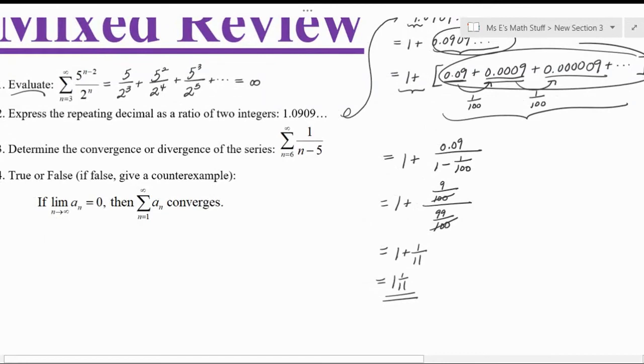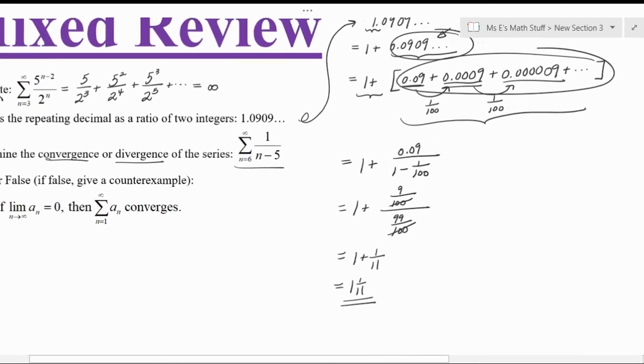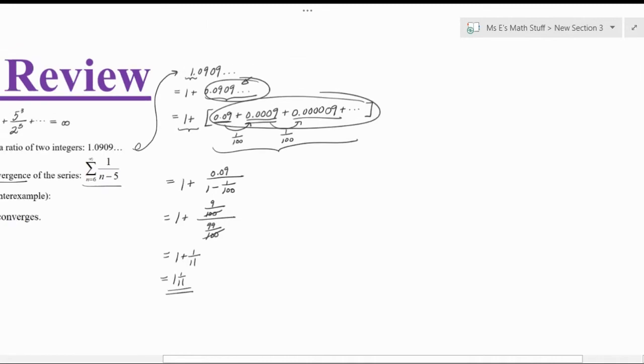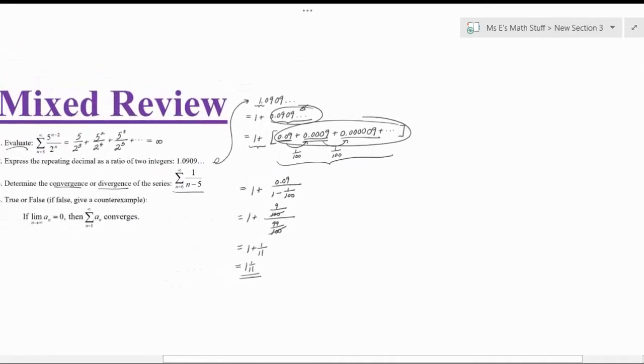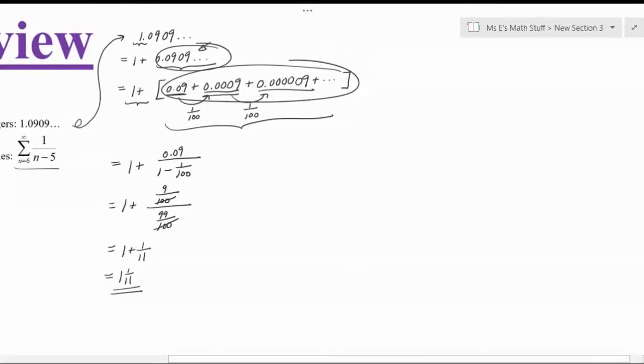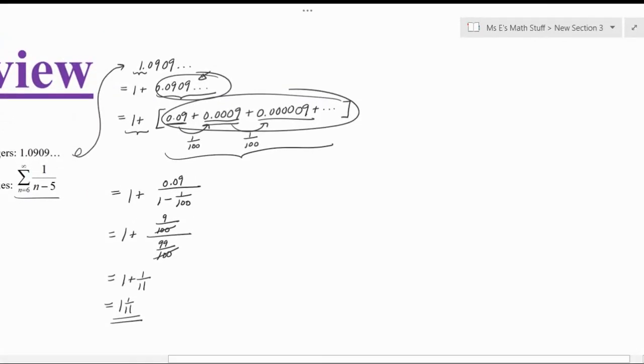Okay, let's look at problem 3. It says determine the convergence or divergence of the series: the sum as n goes from 6 to infinity of 1 over the quantity n minus 5. For that one, there are different ways to do it. You could do some comparison work. You could use limit comparison test for sure. Integral test, I'm sure you could do that. But I want to show you another way to go about it.